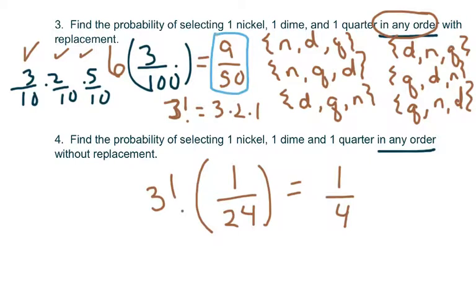So a little more complicated. You have to be careful with the wording on any order versus in the exact order. And just remember that when you're talking about in any order, you're talking about all the possible combinations.